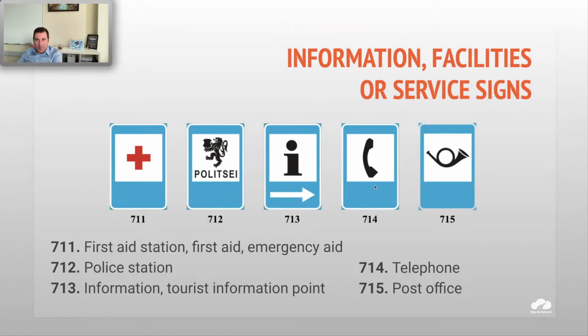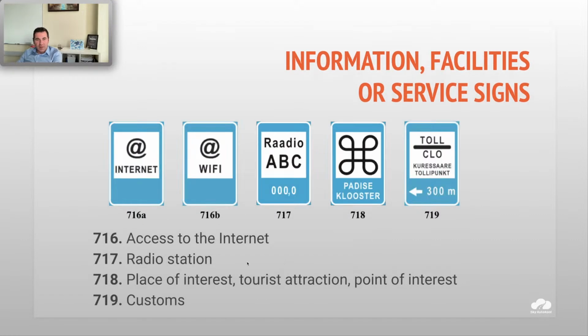And also plenty of the information signs. Most of them are quite logical, but I think it's good for you just to do some homework, also to check them once again, because there is a lot of them. Well, for example, the first one tells that first aid station, first aid, emergency aid, police station, information, tourist information point, place you can use the phone, or the post office, access to the internet, radio station, place of interest, tourist attraction, and the customs clearance, for example.